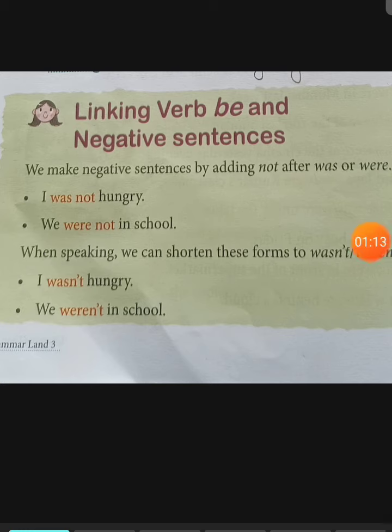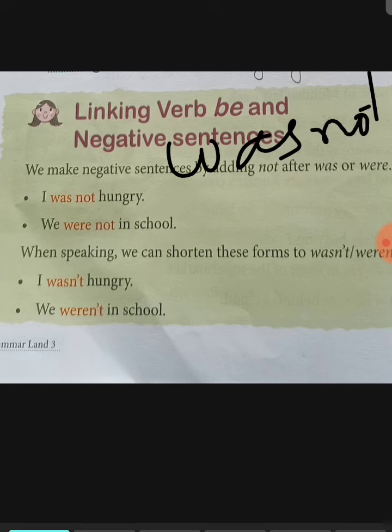For example, here I was not hungry. No, so generally this sentence is negative. So here subject is I, so after I there is a what? Linking verb, that is was. So after was, you just add not to make the negative sentence.